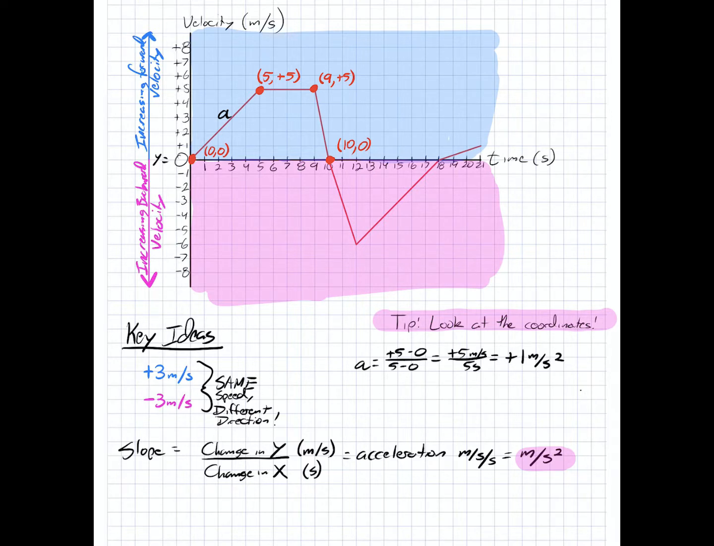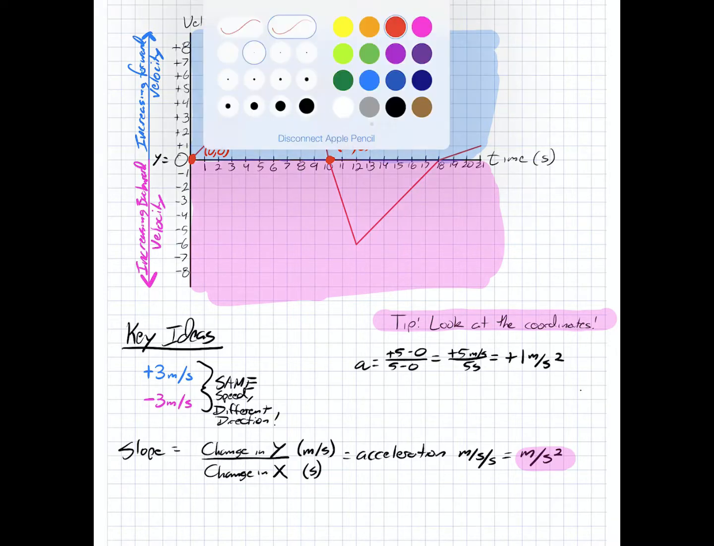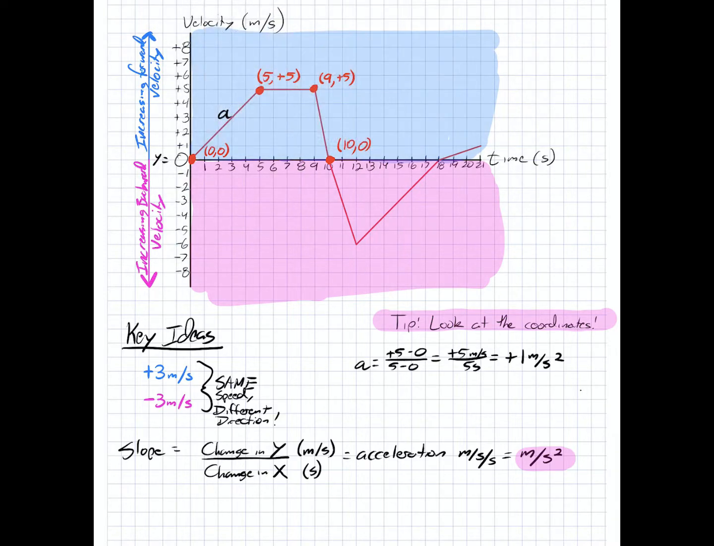And that's kind of an important thing, because you'll notice at A, we had an acceleration of positive 1 meter per second squared. I'm going to label this B, and I'll show you the calculation. So B, we had a change of 0 minus 5 meters per second, and that happened over 1 second of time.